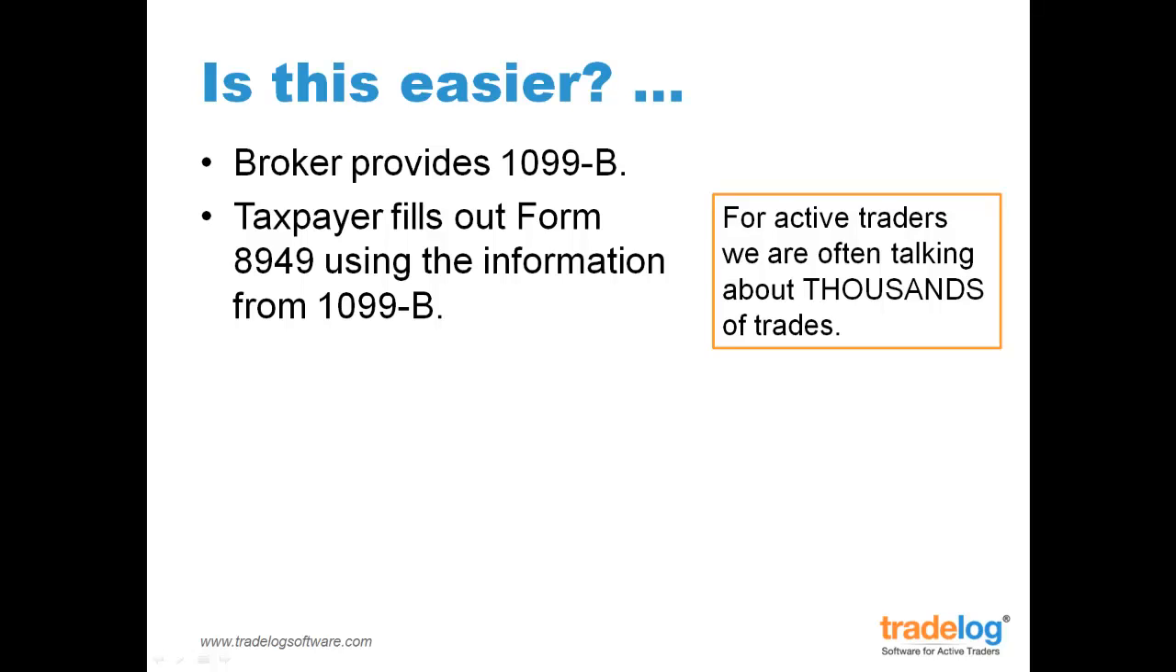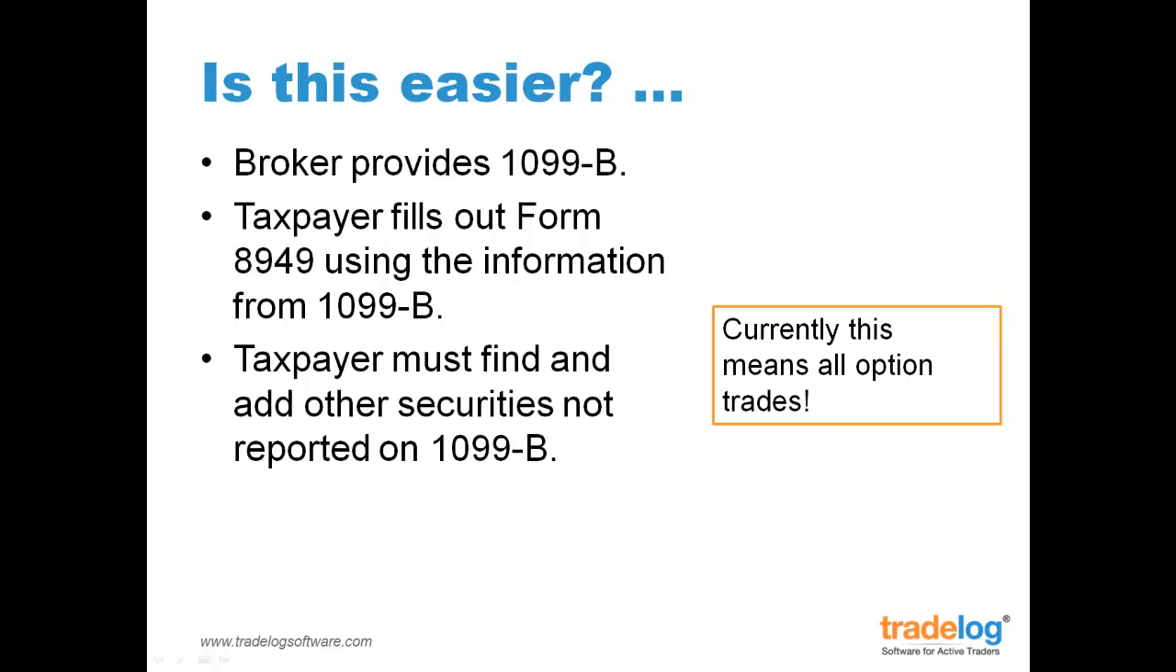Next, the taxpayer is expected to take the 1099-B information and use that to fill out Form 8949. Now, keep in mind, when we're talking active traders, we're often talking about thousands of trades. And the 1099-B itself is usually provided either in printed form or as a PDF. And so it's often very difficult. How would you take that information and copy that over to Form 8949? For many, it's done manually.